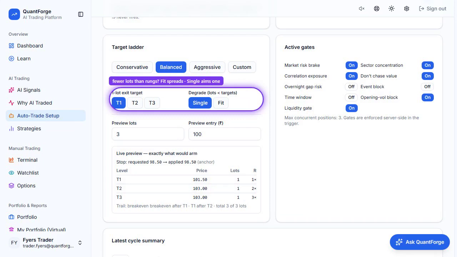And degrade single or fit. An honest handling of small trades. If you hold fewer lots than there are rungs, 1 lot but 3 targets, you cannot split across all 3. Fit spreads what it can, single just aims the whole lot at 1 target. The platform never pretends to ladder a position too small to ladder.